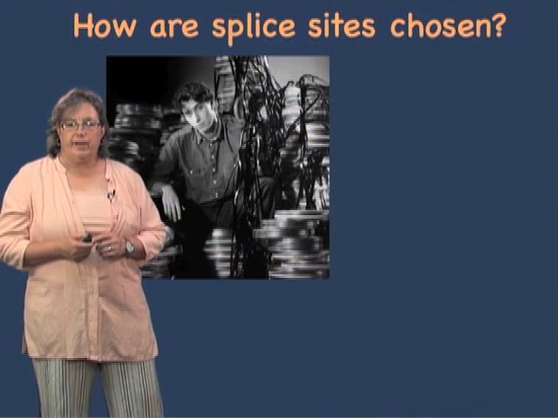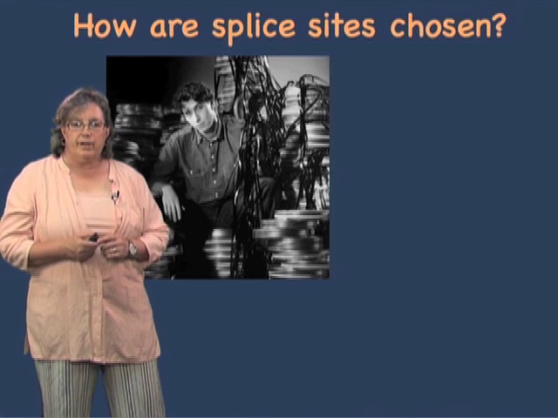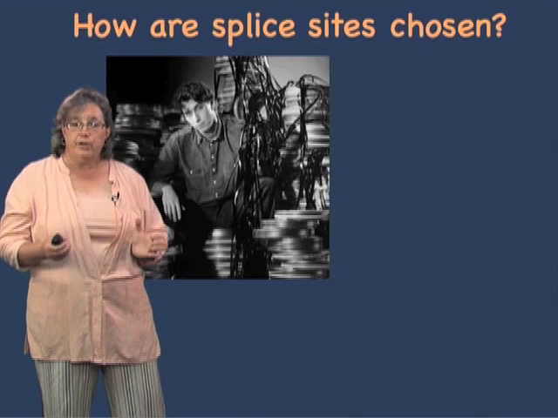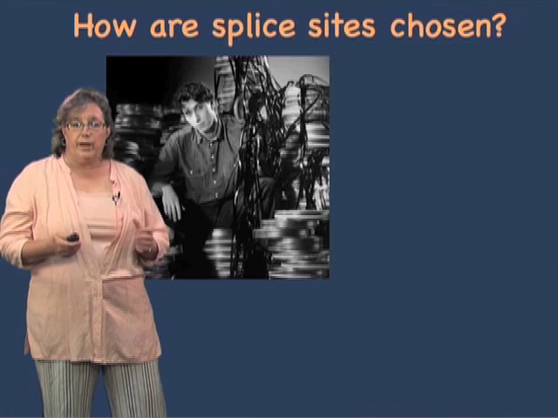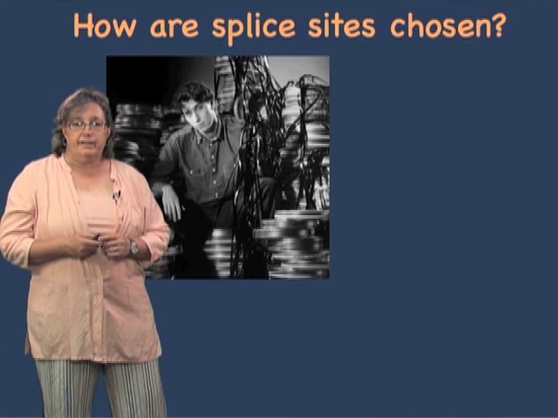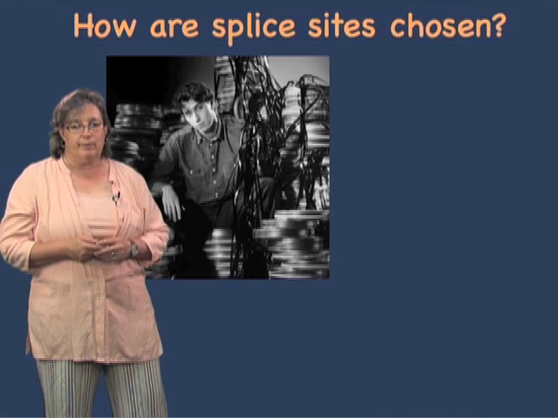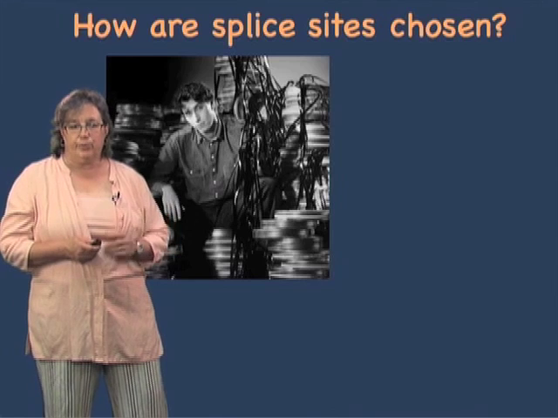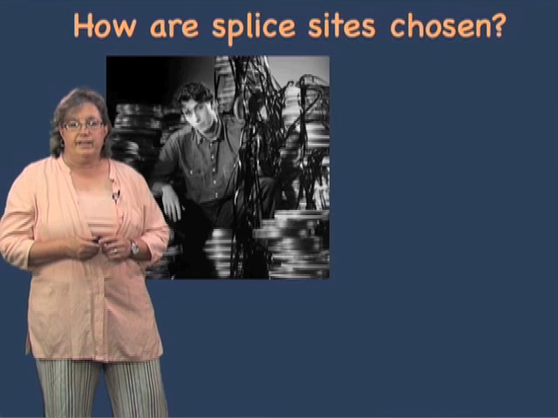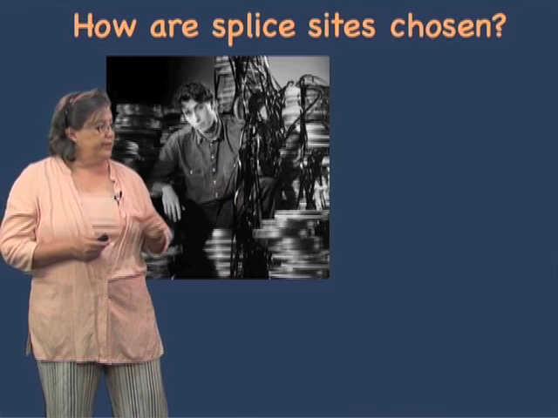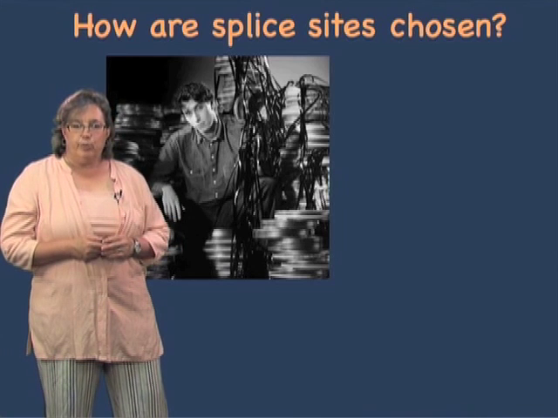Now we want to talk about the problem of how the cell knows where the introns are. In other words, how does it know where to splice? In this sense, a cell faces very much the same problem as a film director who has shot thousands of hours of film and now is overwhelmed with film and needs to make a final movie.